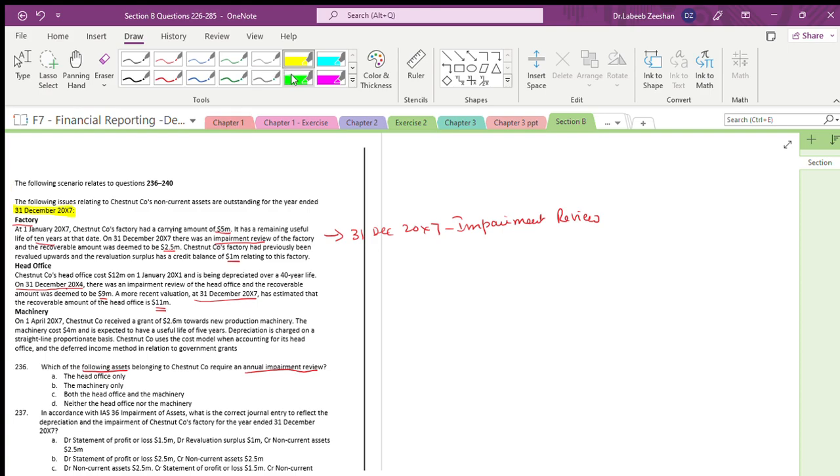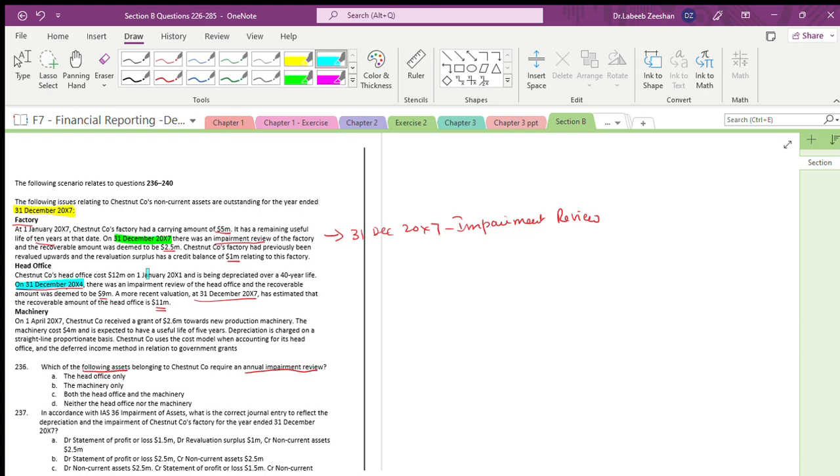Fine. This has been already done. Is it right that this has been done on 31st December 2007? Whereas in the second case, when has the impairment review been done? The impairment review was done in 2004. They have not done a recent valuation. They have estimated the recoverable amount. Again, you have to know whether they have an impairment loss or an impairment gain.